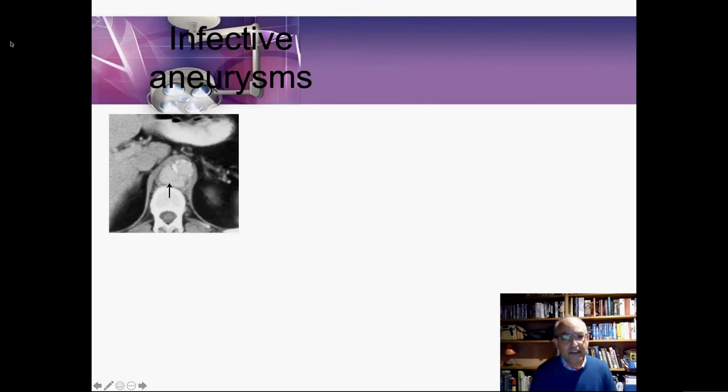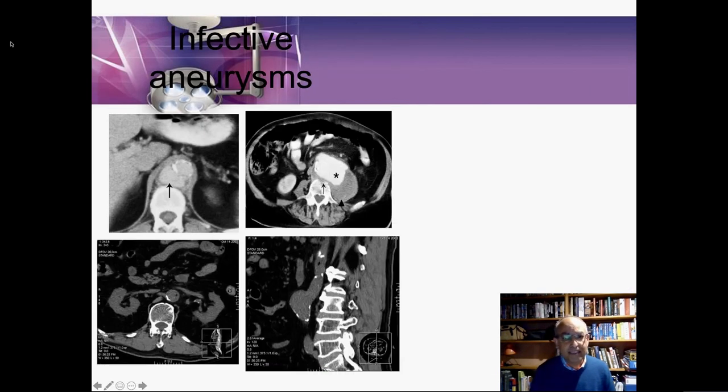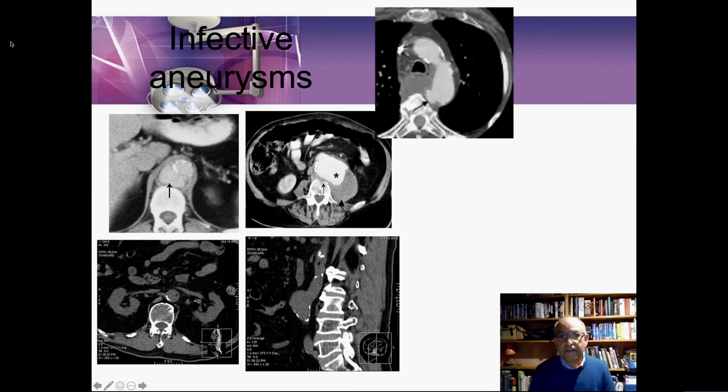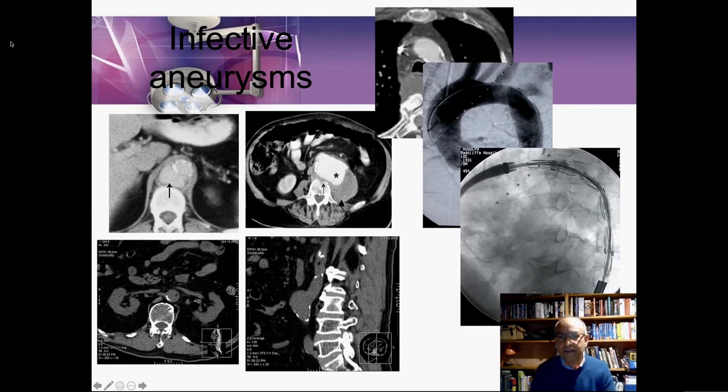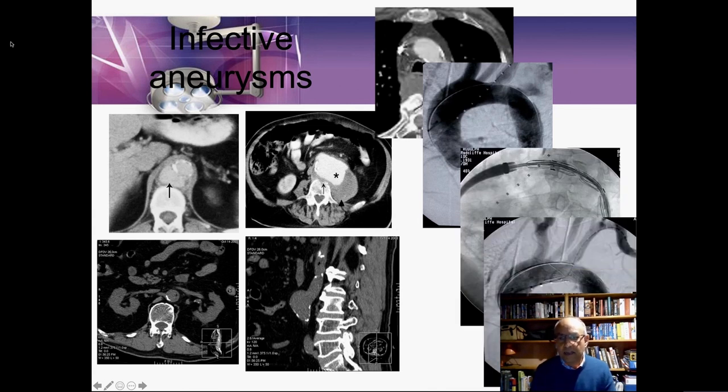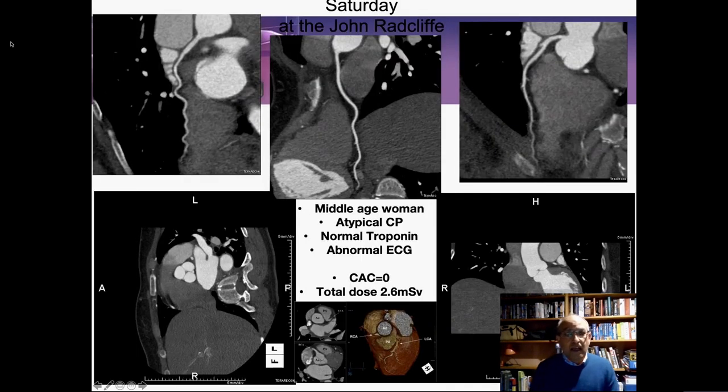Infective aneurysms are really problematic. There's this classical drape sign and erosion of the vertebral body, and of course gas, which is a real giveaway, into the aneurysm sac. This is the first infected aneurysm ever treated in Oxford 20 years ago with a thoracic stent graft, and this patient had a very good outcome right up to 4 years.